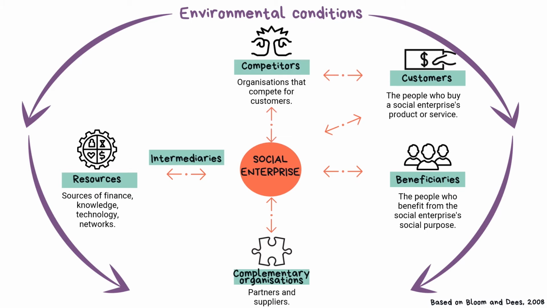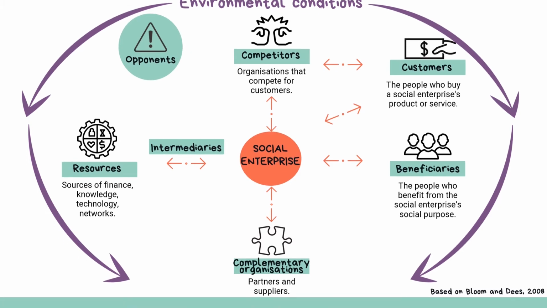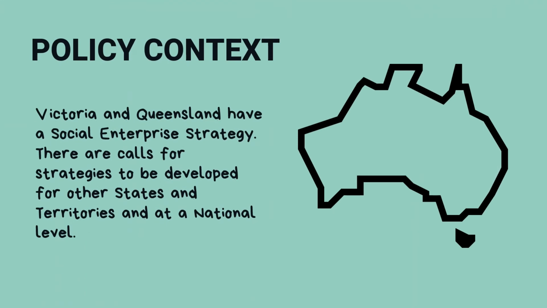Competitors are organisations that compete for customers who are the main source of the social enterprise's income, and, for whatever reason, a social enterprise may also have opponents, those that do not want to see the enterprise succeed for some reason. So what does this mean for social enterprises in Victoria?